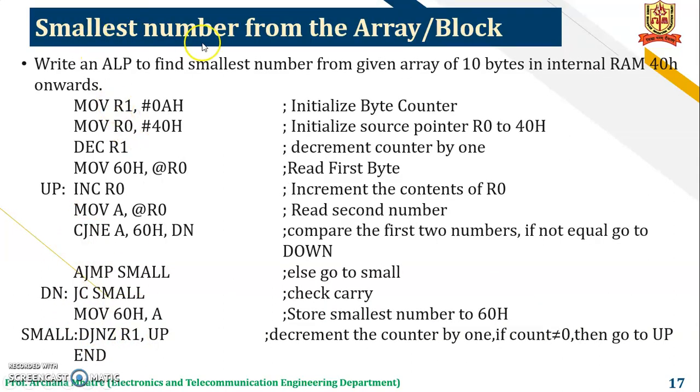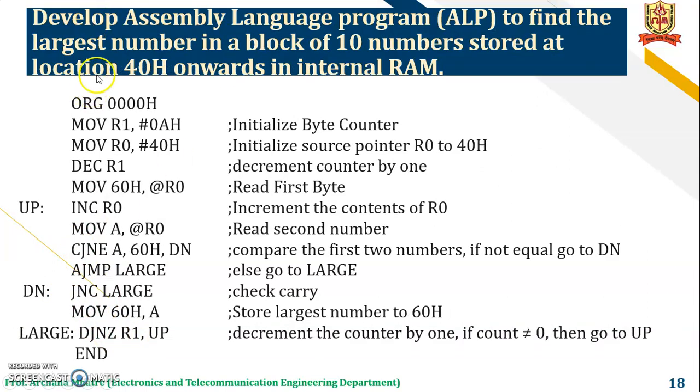Next is to find the smallest number from the array. It is given that the array is 10 bytes, and the RAM location is 40H onwards. Initialize the byte counter, then initialize the source pointer, then read the first number from the source pointer R0, increment, then read the second number and compare the two numbers. If it is smaller, then jump to small, and the counter is decremented; until the counter is 0, the procedure repeats. Now next is to find the largest number. It is the same as the smallest number.